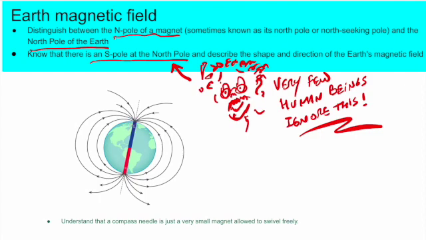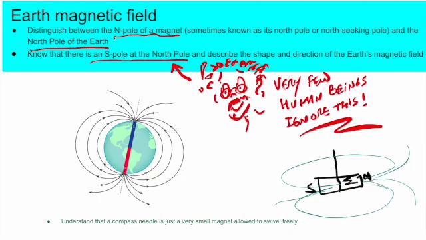And understand that a compass is a needle that is just a very small magnet. So what is a compass? If you have a magnet and you hang it from a string, this would be probably the north and this would be the south pole, and we could draw the lines there.